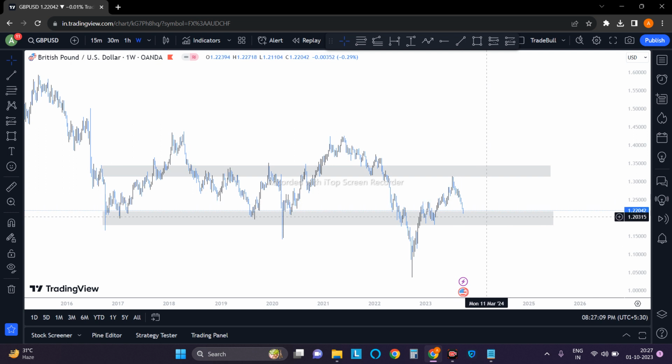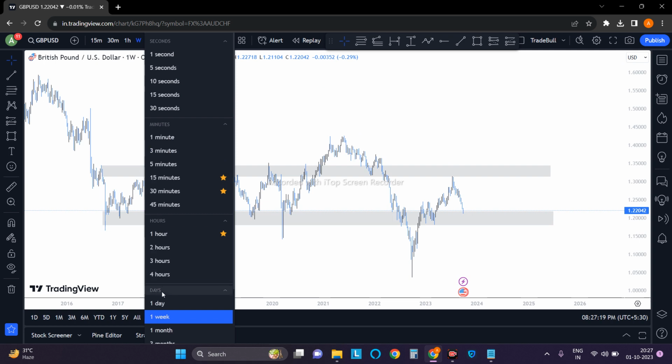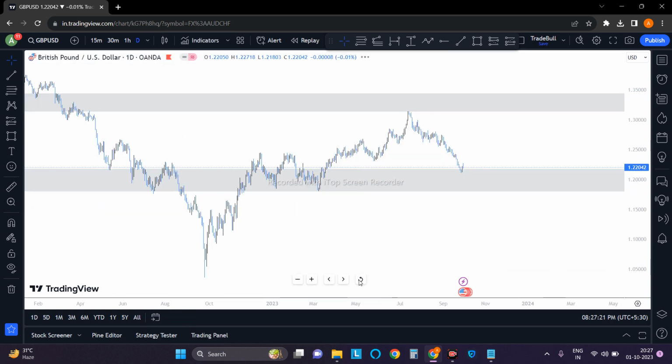Now this time frame clears one basic thing: price is currently at a support. So we are leaning towards buying right now. Now let's switch to the daily chart and see if we can find something that correlates with the weekly chart.